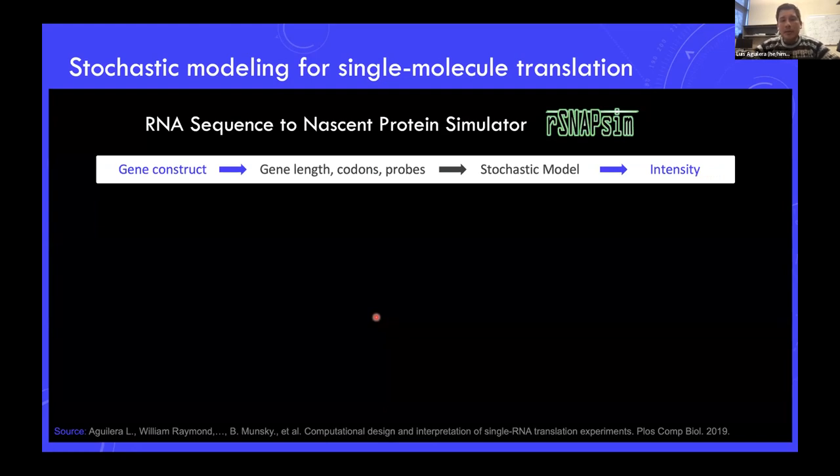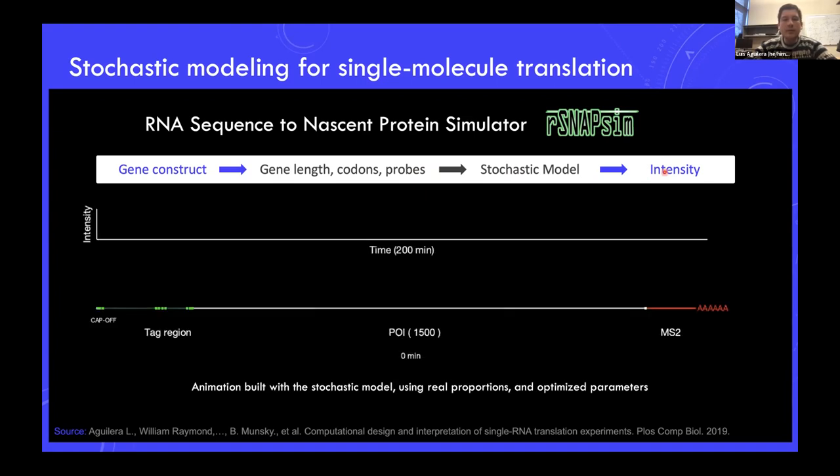So we have implemented all this in a Python package, RSnapSim. It's RNA sequence nascent protein simulator. And as a user, you only need to pass the gene construct, the gene sequence, and the code does everything automatically. It detects the length of the gene, the codon composition, and the position of the probes. It creates and solves a stochastic model, and gives you back the intensity fluctuations of the specific experiment that you are designing.